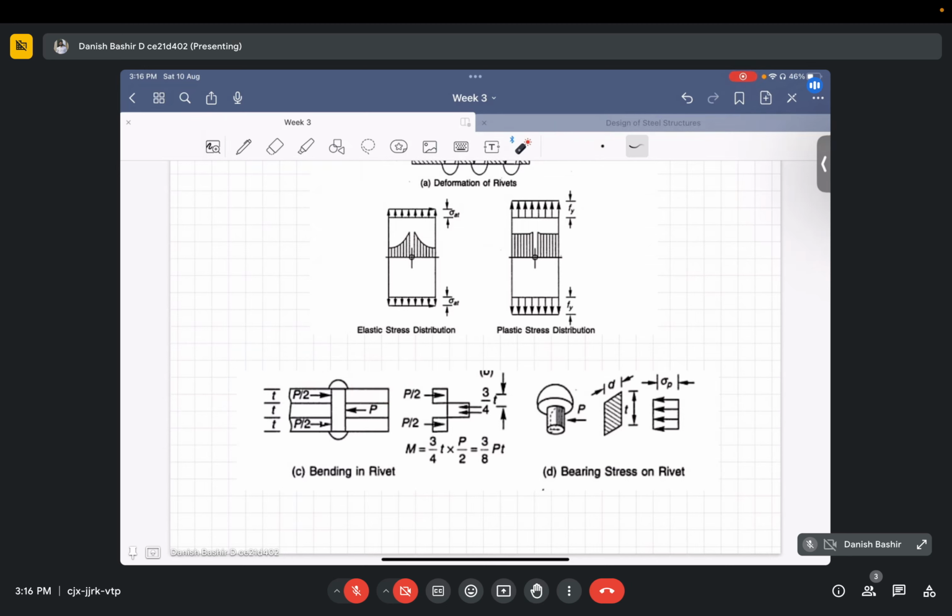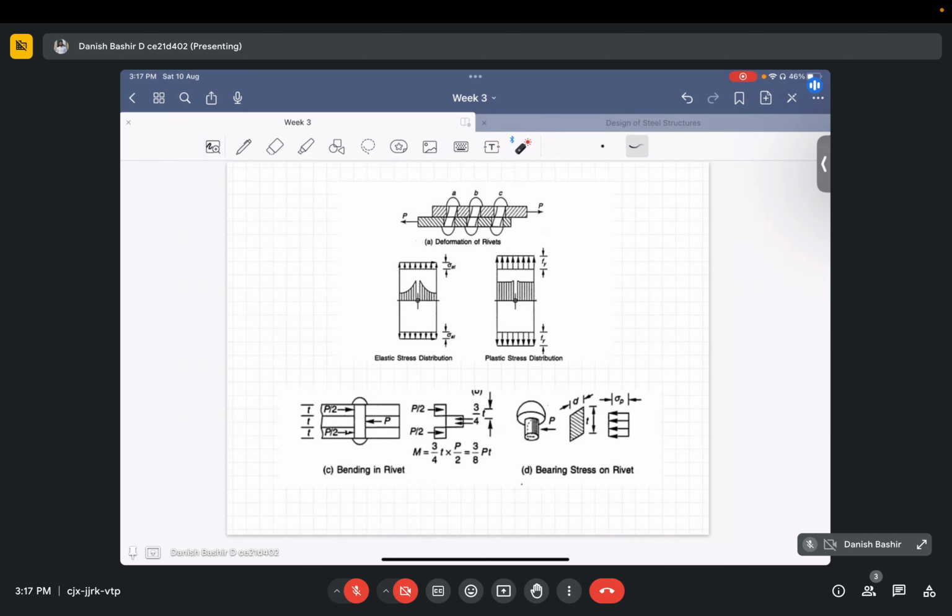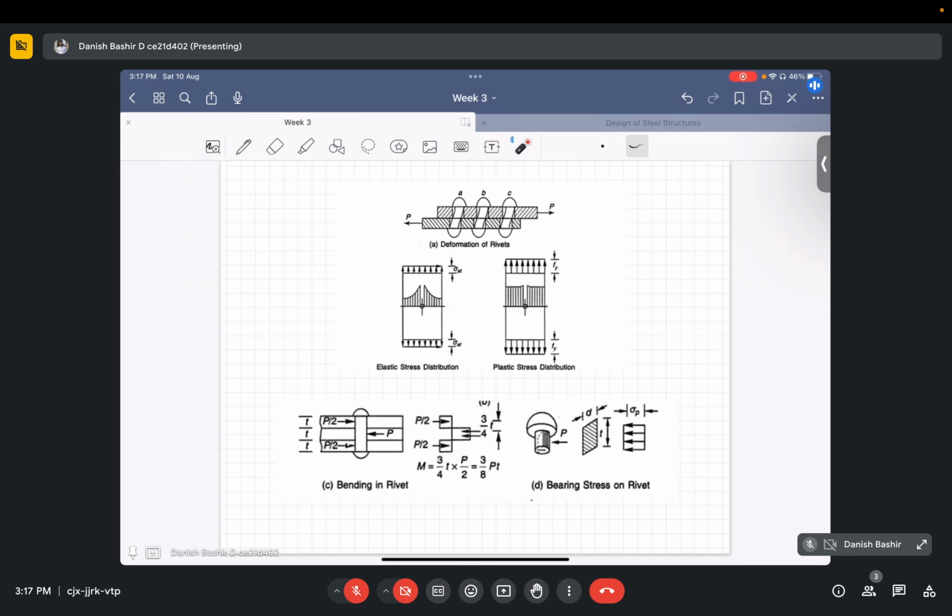And here bearing stress on the rivet, okay. So this is the shank of the rivet like this. So there is all the time bearing stress on this region. This is considered uniform, and it is assumed to be a rectangular distribution like this, okay, of diameter d, which is equal to the diameter of the shank, and t is the thickness of the plate, okay. So this is the bearing stress distribution within the shank of the rivet. This is the bending in the rivet, or these are the elastic stress distribution and plastic stress distribution within rivets, okay. So this was the basic thing about this.